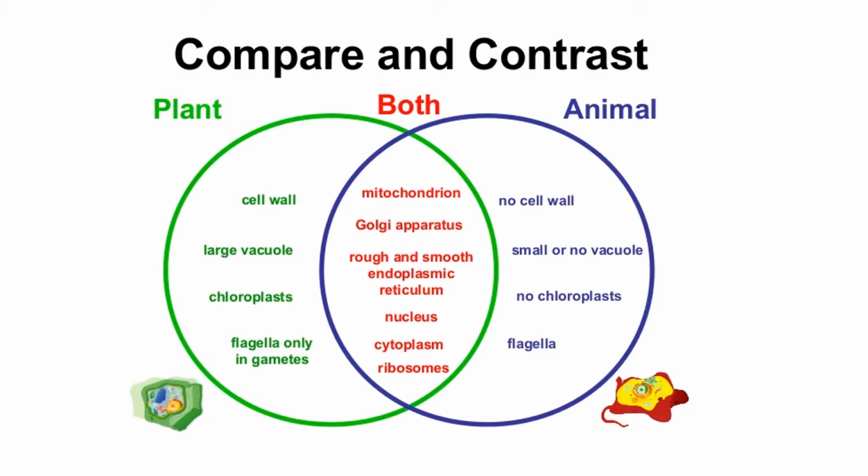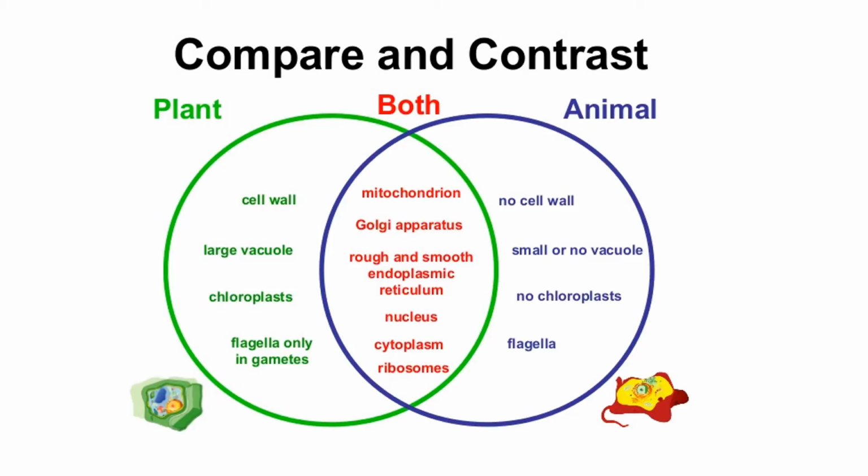They both have mitochondria, both have Golgi apparatus, both have ER, both smooth and rough. They both have a nucleus, cytoplasm, ribosomes, among other things. All those organelles that are common to eukaryotes that help them stay organized.